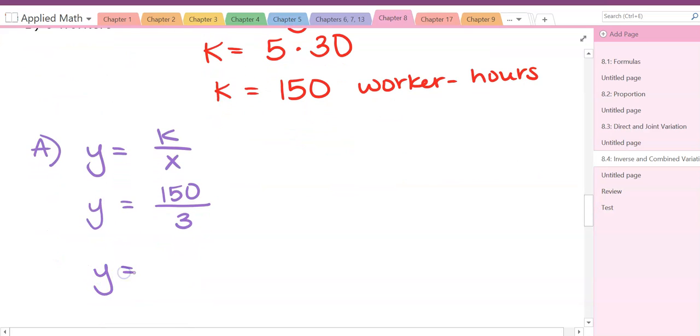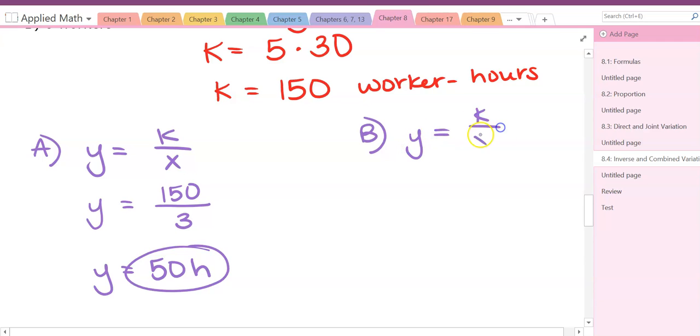So what's 150 divided by 3? 50 hours. So for 3 people, it's going to take them 50 hours to complete the whole job. For B, for 8 workers, I'm still using y equals k over x. So I take that constant, 150, and I divide it by 8.